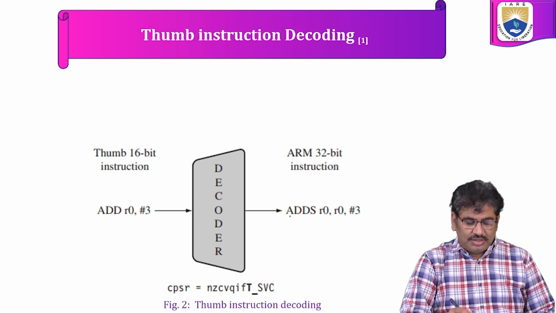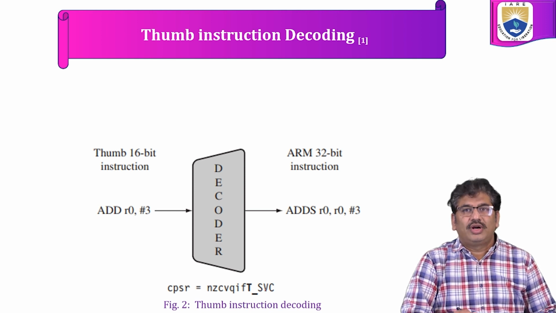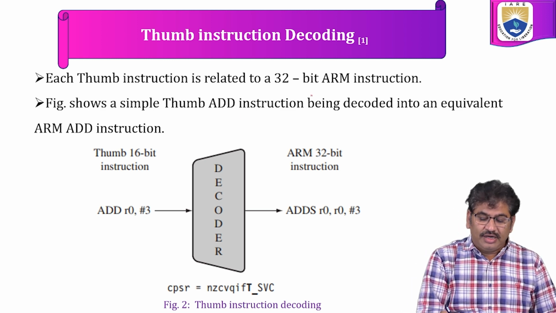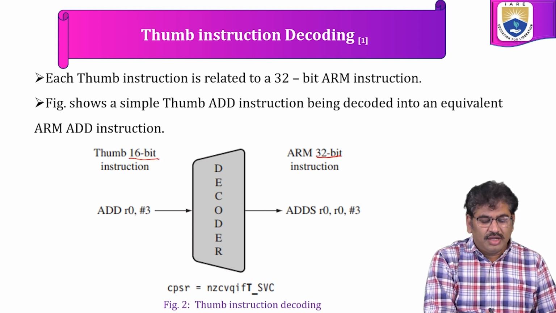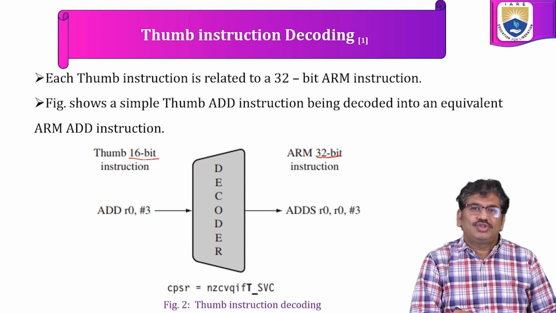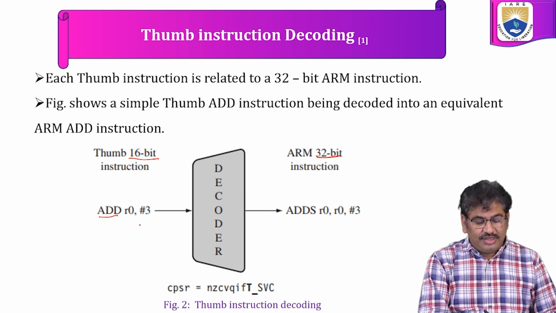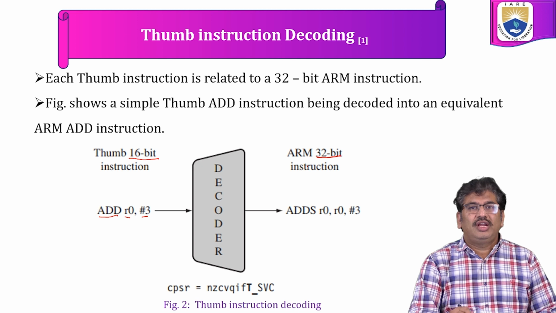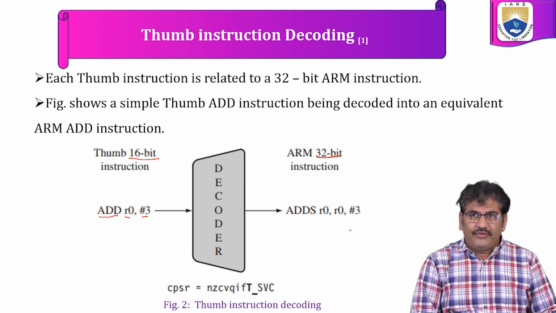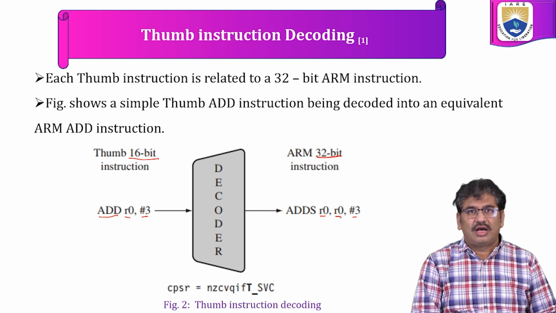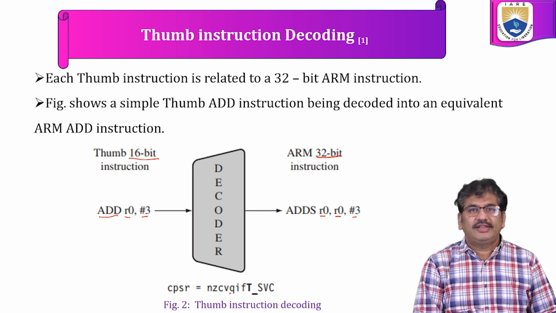The figure shows the decoding of a Thumb instruction. For the add instruction, we are seeing it using a decoder. Each Thumb instruction is translated to a 32-bit instruction, whereas Thumb instructions are 16-bit. This figure shows a simple Thumb add instruction being decoded into an equivalent ARM add instruction. In the Thumb instruction, you have two address operands only, R0 and the immediate data #3, whereas in ARM we have three: destination R0, source R0 and immediate data #3. The CPSR register consists of various flags.